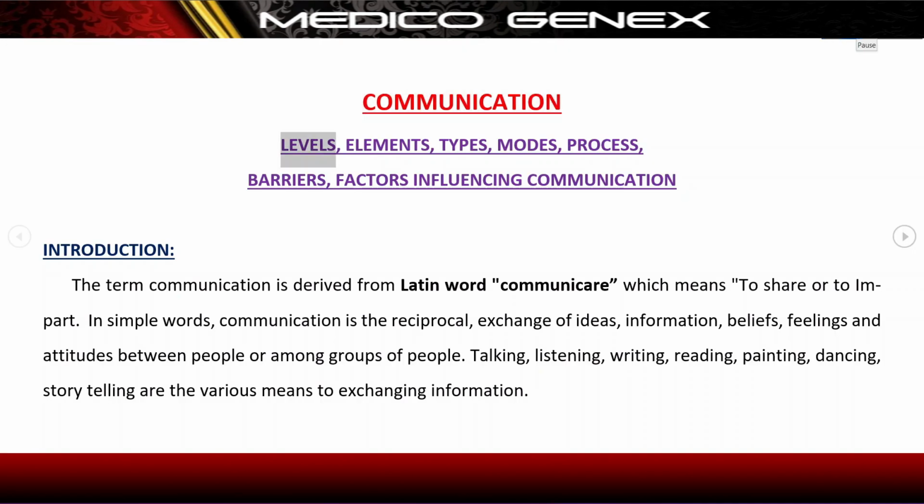Communication. Levels, elements, types, modes, process. Barriers, factors influencing communication. Introduction. The term communication is derived from the Latin word communicare, which means to share or to impart. In simple words, communication is the reciprocal exchange of ideas, information, beliefs, feelings, and attitudes between people or among groups of people. Talking, listening, writing, reading, painting, dancing, storytelling are the various means of exchanging information.